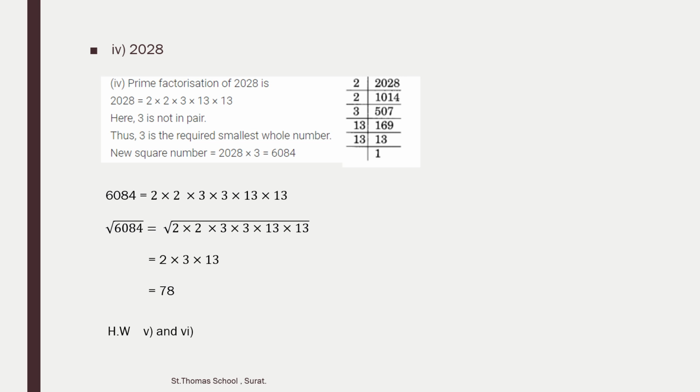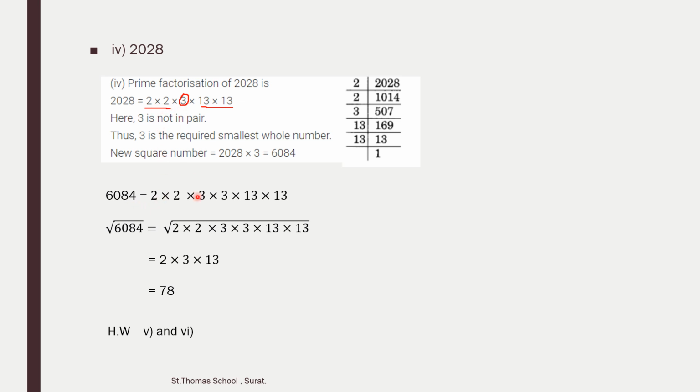Now you have to pair it. So here 2 times, but here 3 only 1 time. You can see here 3 is only 1 time, then 13 is 2 times. Here 3 is not in pair. Thus 3 is the smallest whole number. Therefore the new square number is equal to 2028 multiplied by 3, that is 6084.